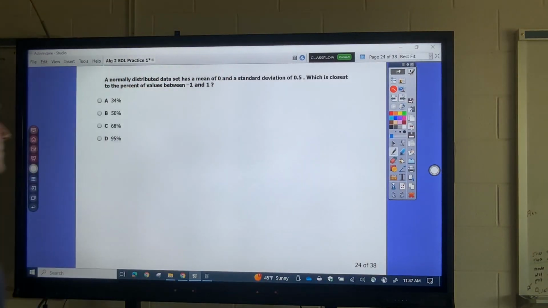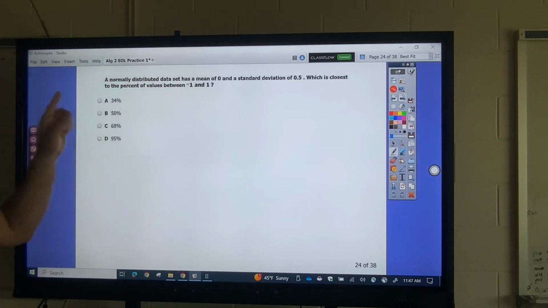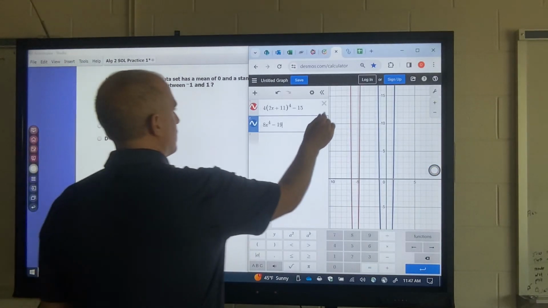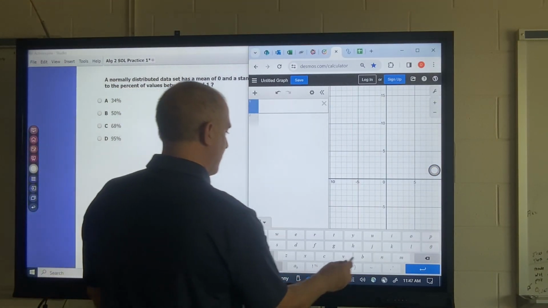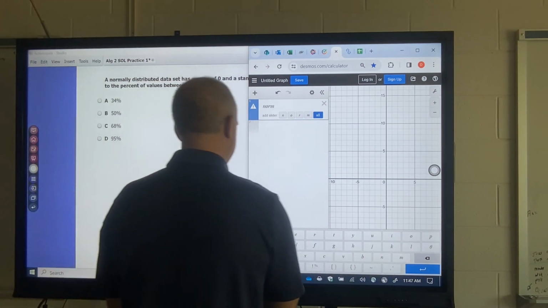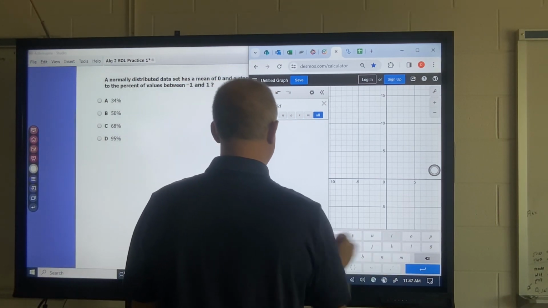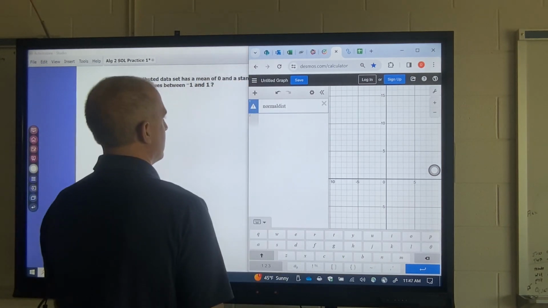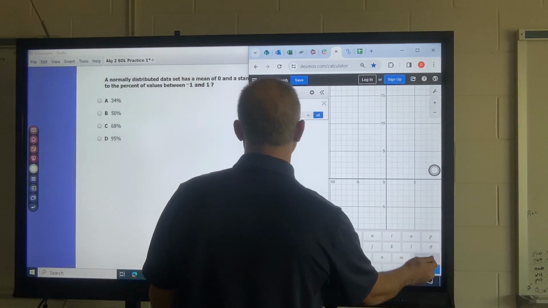Apologize. Okay? A normally distributed set of data has a mean of 0, standard deviation of 0.5. What is the closest percentage to negative 1 to 1? So what you have to type in here is norm dist, sorry, normal dist.